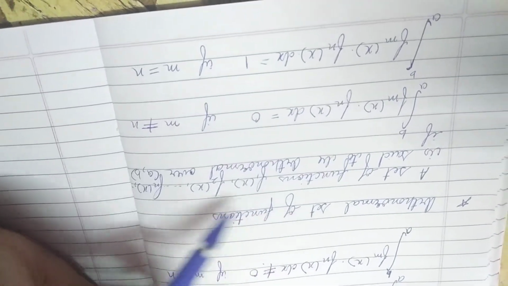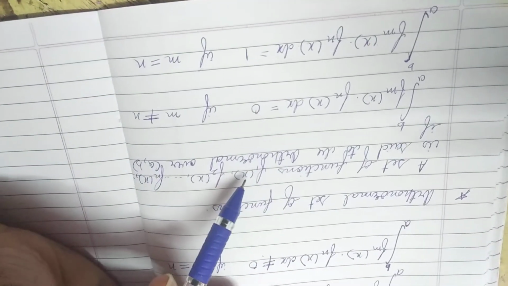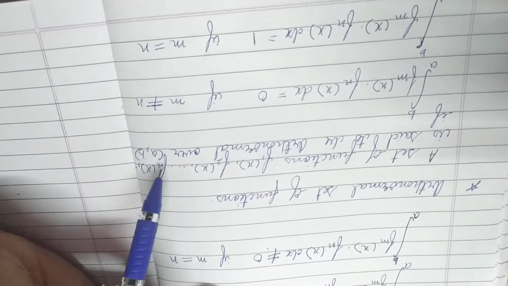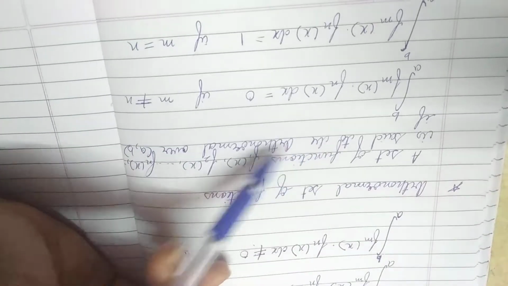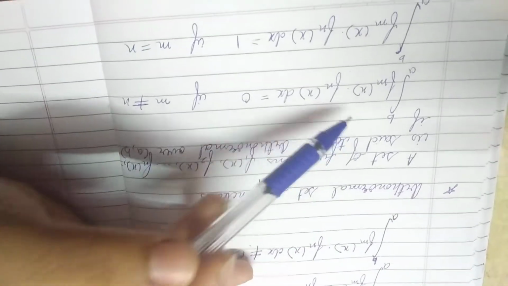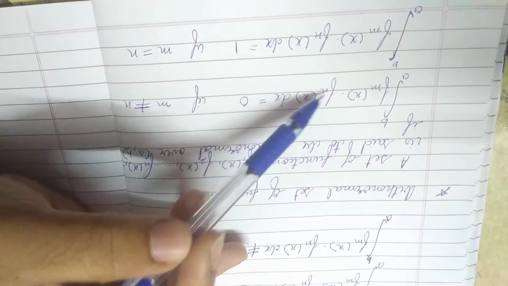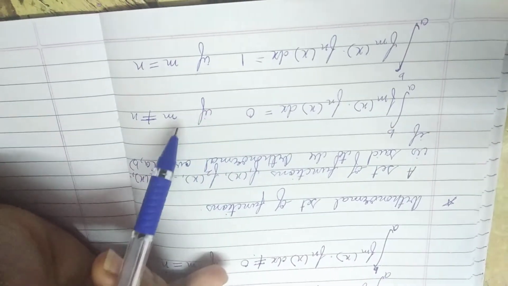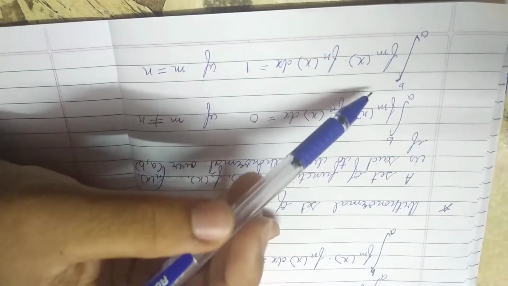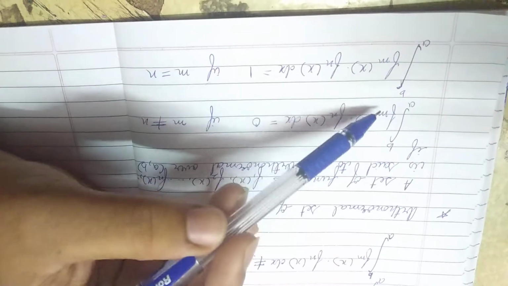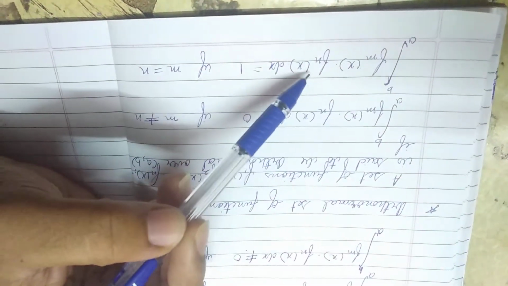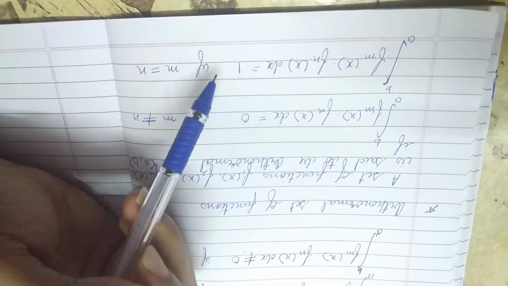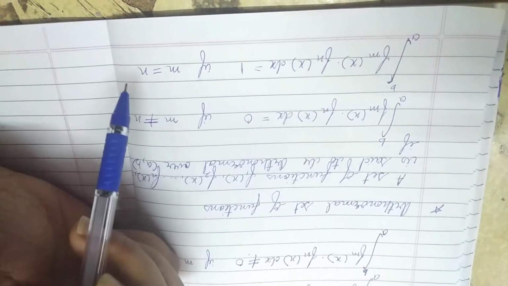And in an orthonormal set of functions, a set of functions f1(x), f2(x), ..., fn(x) and so on is said to be orthonormal over [a, b] if the integral of fm(x) times fn(x) dx is equal to 0 if m is not equal to n, and the integral from a to b of fm(x) times fn(x) dx is equal to 1 if m is equal to n.